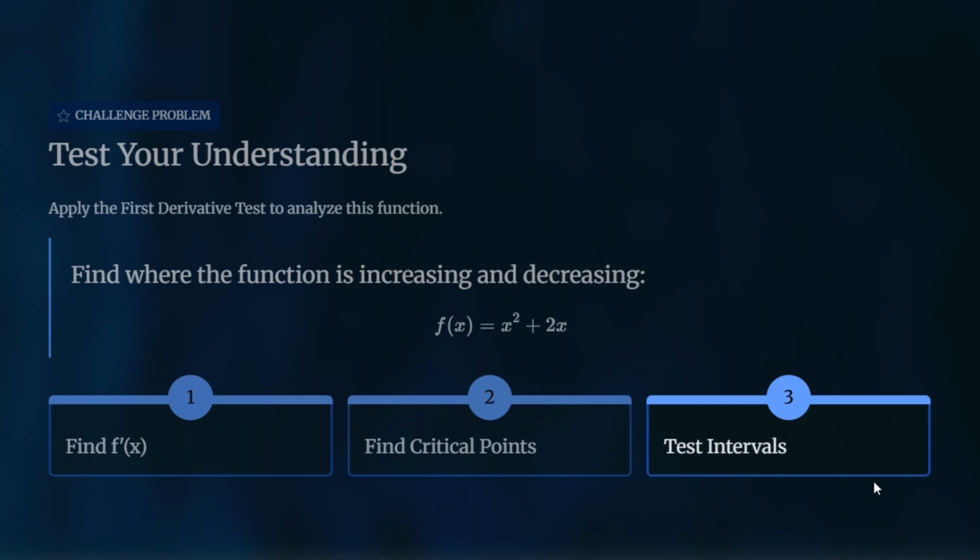You now have the tools to analyze any function's behavior using derivatives. The first derivative test reveals where functions increase, decrease, and change direction, all without graphing. Practice these techniques regularly to build confidence and speed.